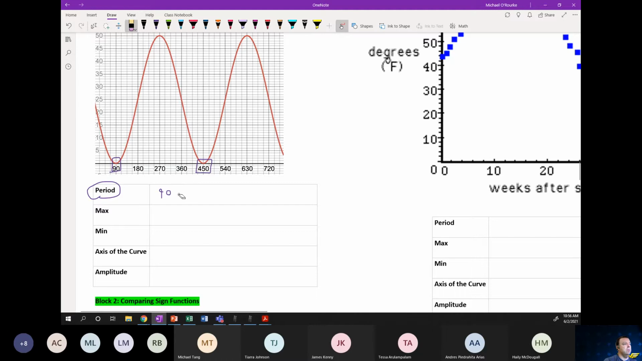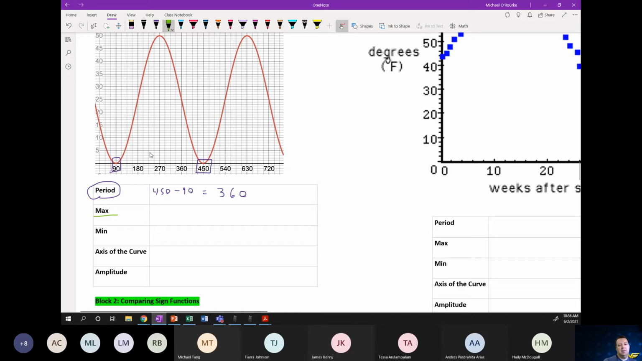So an easy thing for me to do is I'm going to go 450 minus 90 equals 360. That gives me my period. Whenever I pause right now, put a Q in chat if you have a question about how I got that. Okay? So no questions about that one.